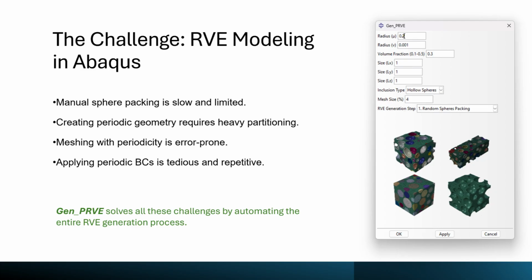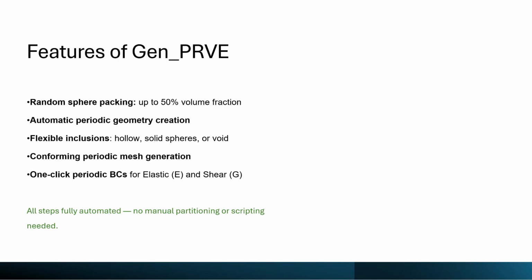Creating periodic RVEs in Abaqus can be a real challenge. Manual sphere packing is slow and limited. Generating periodic geometry usually requires heavy partitioning. Meshing with periodicity is often error-prone, and applying periodic boundary conditions can be tedious and repetitive. GenPRVE solves all these challenges by automating the entire RVE generation process.